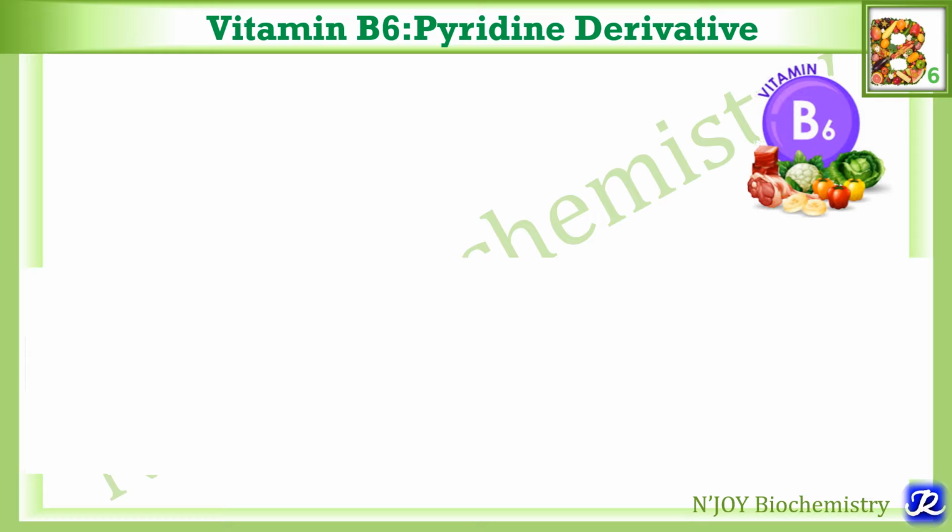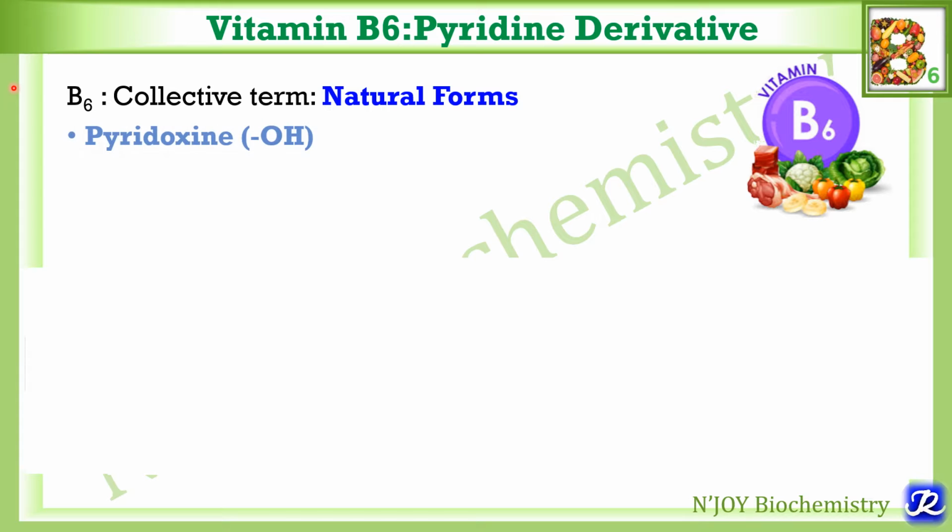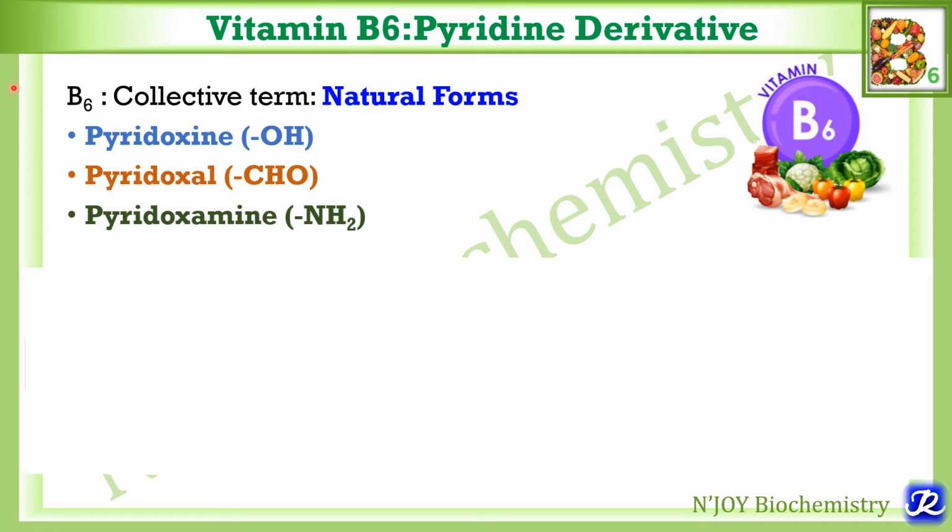Vitamin B6 is a water-soluble vitamin and it is a collective term for various natural forms of vitamin B6. Those are pyridoxine having alcohol group, pyridoxal having aldehyde group and pyridoxamine having amino group, and all the forms of vitamin B6 are derived from pyridine. So they are pyridine derivatives.